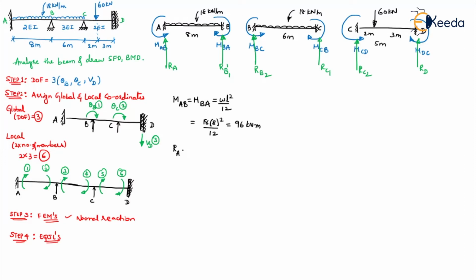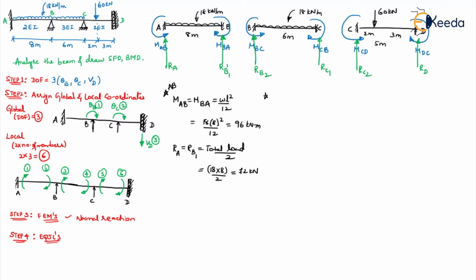Along with that, I'll also calculate the reactions. So your RA will be equal to RB1, which will be equal to total load by 2. Whenever it is symmetric, it is the easiest way to calculate the reactions. Okay. So 18 into 8 will be your load, that divided by 2 will give you your reaction. So that will be 72 kilonewton. So this is for the first span AB.